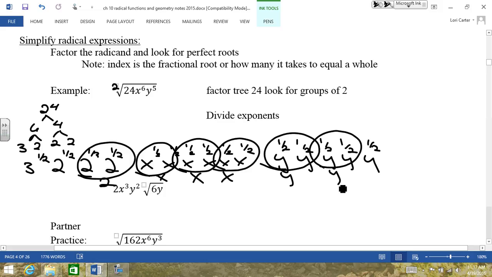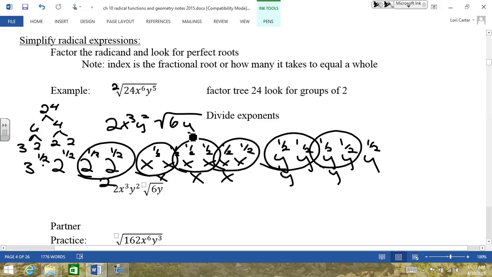All right, so what do I have so far? Those all go outside. You have 2 2x to the third and y squared. Now I have my radical, the square root. What did I not circle? 3 and 2 and a y. So what do I have to do with this 3 and this 2? Times. What's 3 times 2? 6. What else did I not circle?